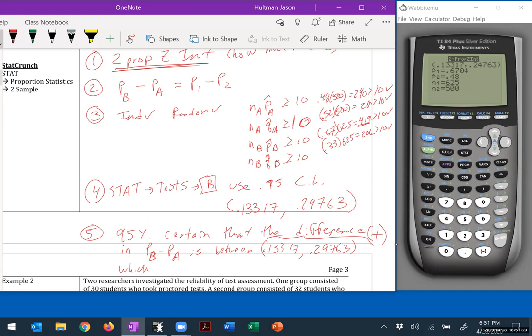I can conclude that college B has more drivers than college A. That's what that means. It means that it has more drivers because the probability of B minus the probability of A must have been greater than zero, which means that the proportion of B was greater than the proportion of A, which is kind of easy to see.